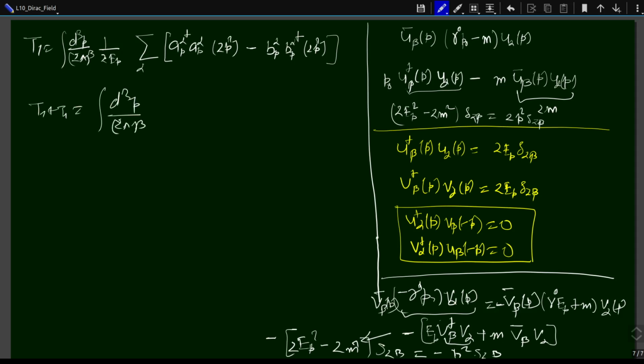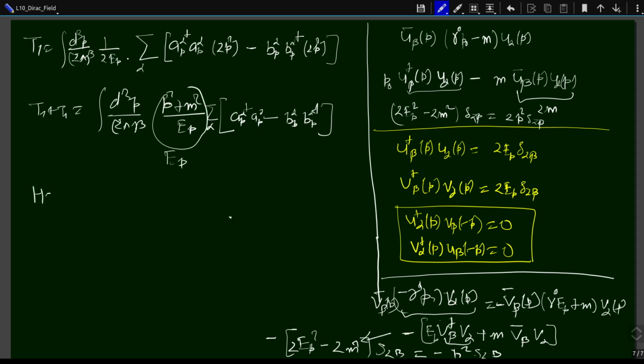Here again 2 cancels out, so I have p square by m, and there we had m square by 2, sorry, p square by EP is there. So basically, let me write p square plus m square by EP, sum over alpha AP dagger AP alpha minus BP alpha BP alpha dagger. Okay, so this is nothing but my Hamiltonian.